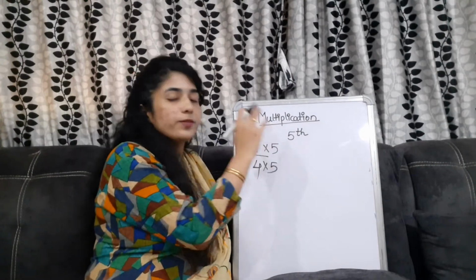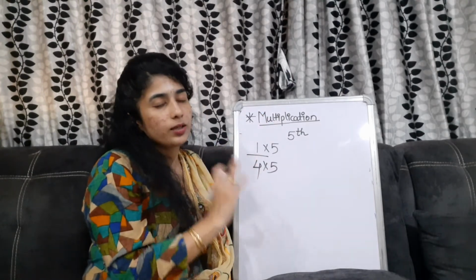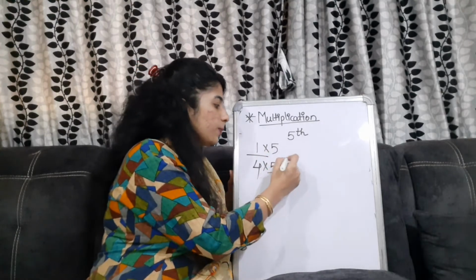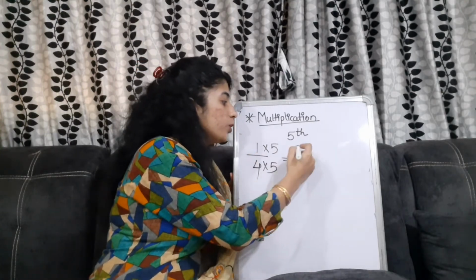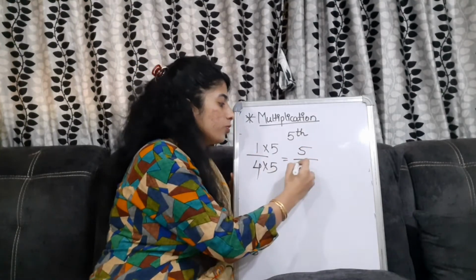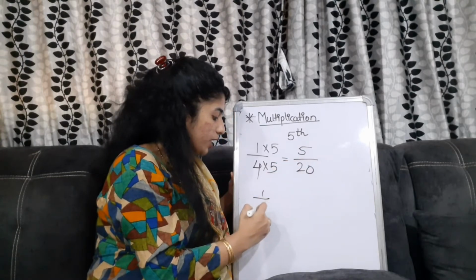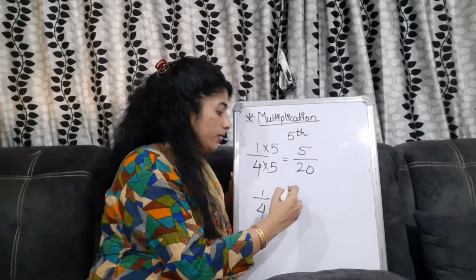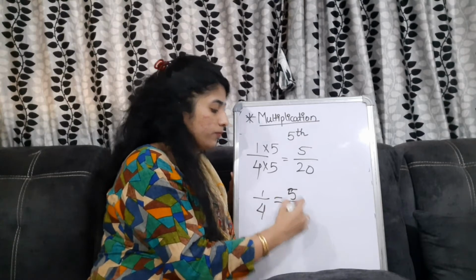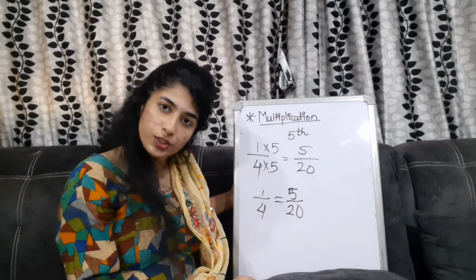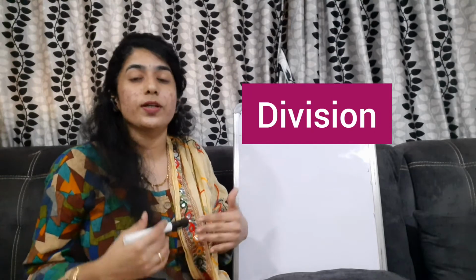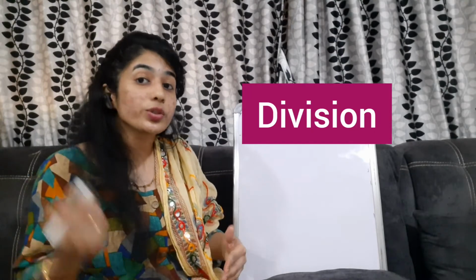Whichever number they are mentioning, multiply with that number, otherwise you can go for any number. So just multiply 1 upon 4, 1 into 5 is 5, 4 into 5 is 20. So the equivalent fraction of 1 upon 4 will be 5 upon 20. Understood? Now we will learn how to find the equivalent fraction with regards to division.